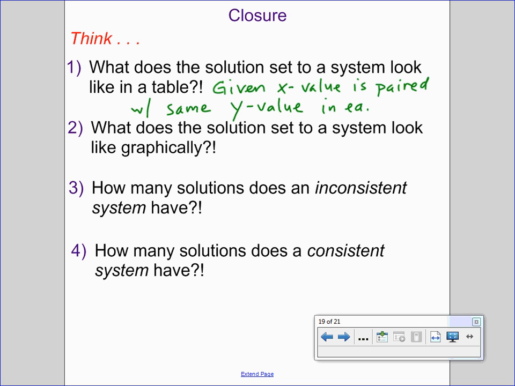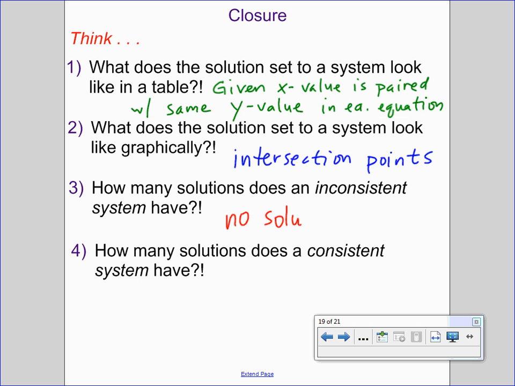Awesome, thank you. What does a solution set to a system look like graphically? So if you're looking at a picture of the graph, then what are you looking for? Chrissy? The intersection of points. Absolutely. So they're intersection points graphically. Good, thank you. How many solutions does an inconsistent system have? Jacob? Good, so no solutions, right? No solutions for an inconsistent system.